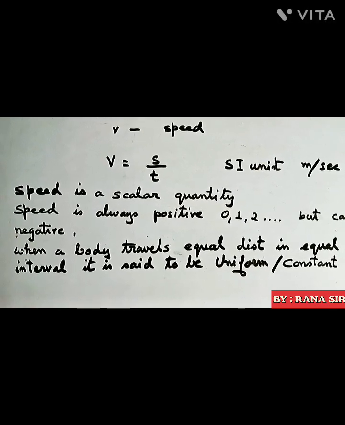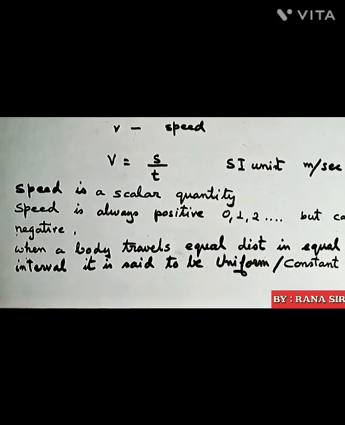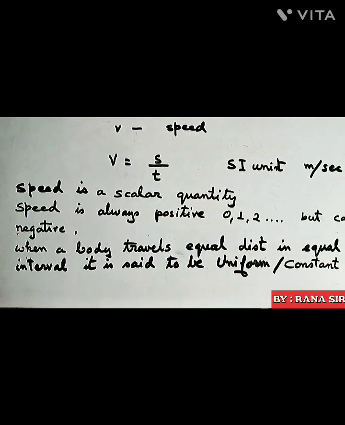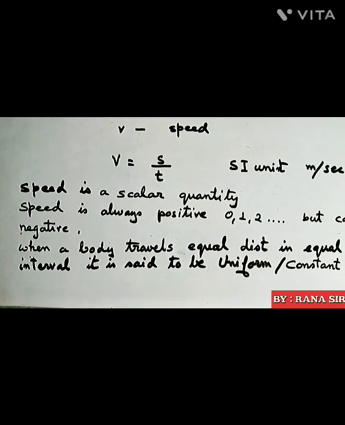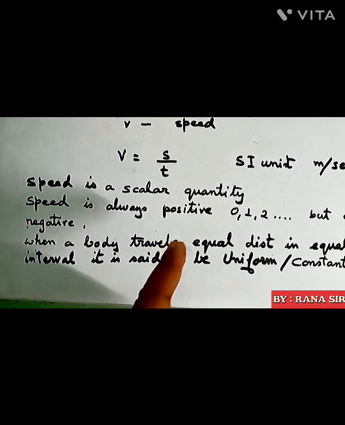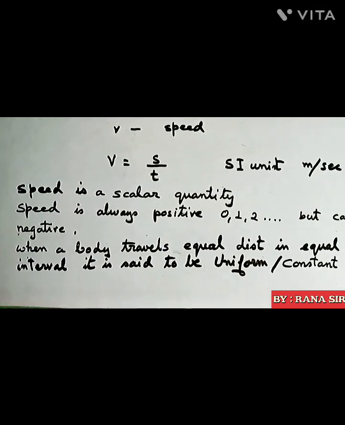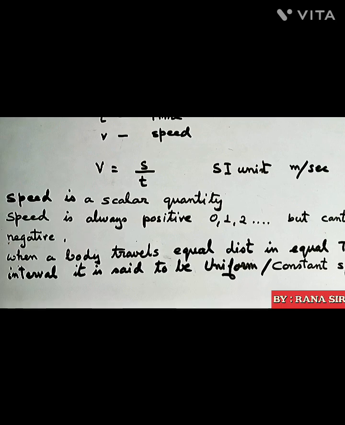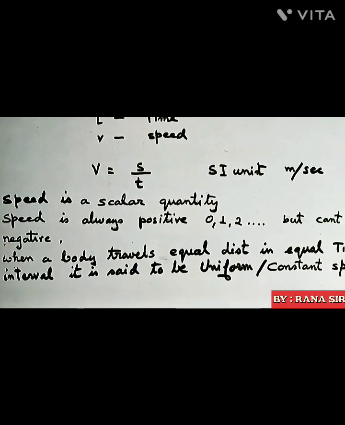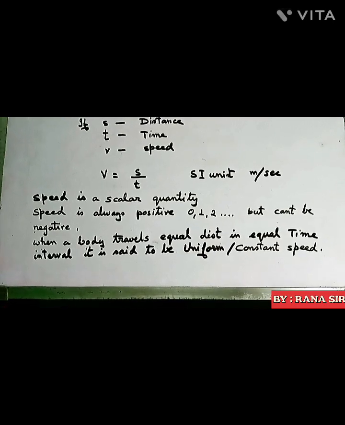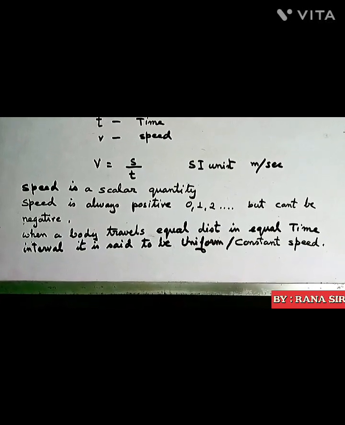20 meters per second. But in which direction? I don't know. So it's a scalar quantity. We only have magnitude but no direction. Speed with direction is known as velocity. Speed is always positive but never negative. When a body travels equal distance in equal time interval, it is called uniform or constant speed.